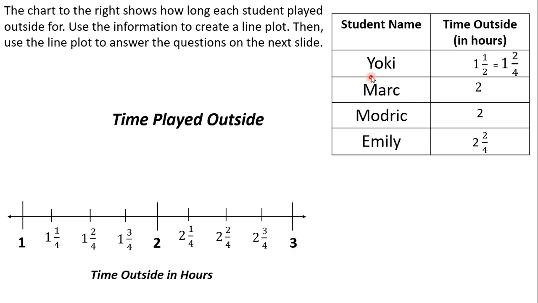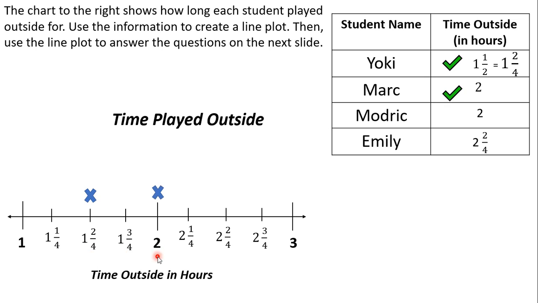Let's start with Yoki. She was outside for 1 2/4 hours. So we're going to find 1 2/4 on our number line or on a line plot, and we're going to plot a point above 1 2/4. Mark was outside for 2 hours, so we're going to find 2 and place a point above 2.